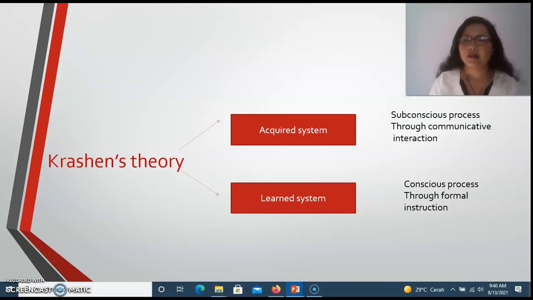So you see, Krashen has a great contribution to language learning because he distinguished two systems of language learning. We already know about this: the acquired system and the learned system. The acquired system is where students learn the language subconsciously, through communicative interaction, just like babies learning their first language. While the learned system is where students learn the language consciously. They go through formal instruction with teachers explaining rules for them.